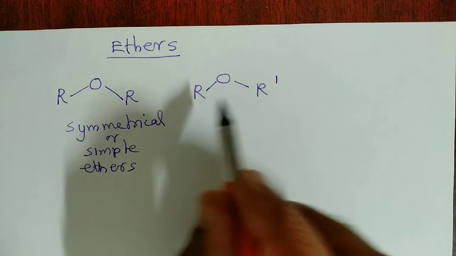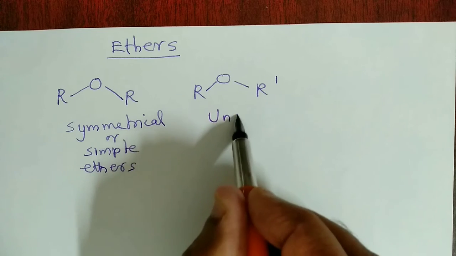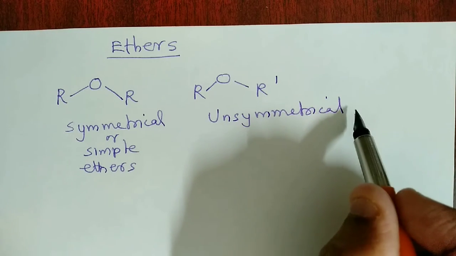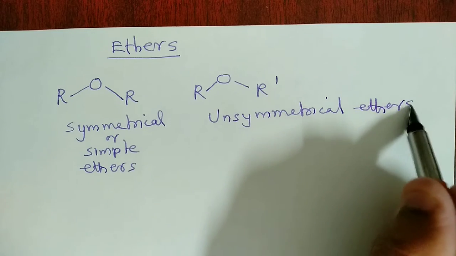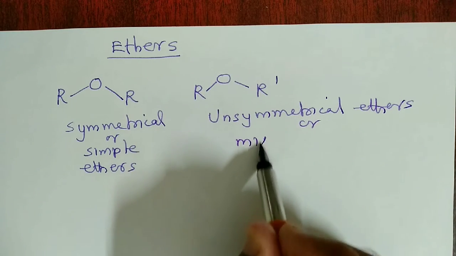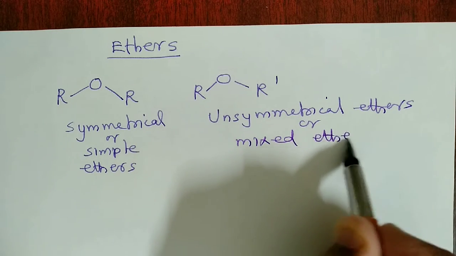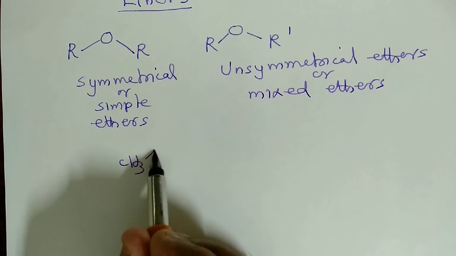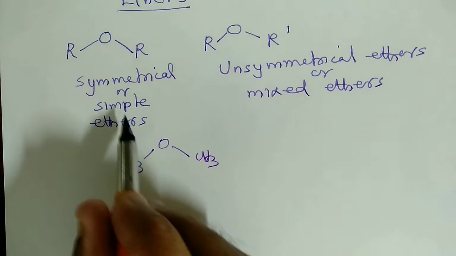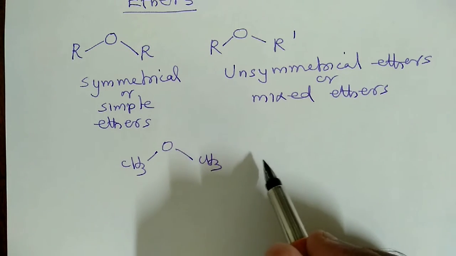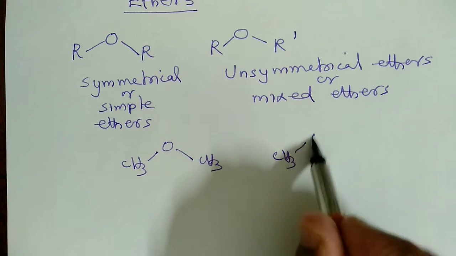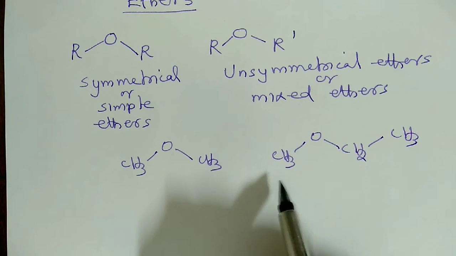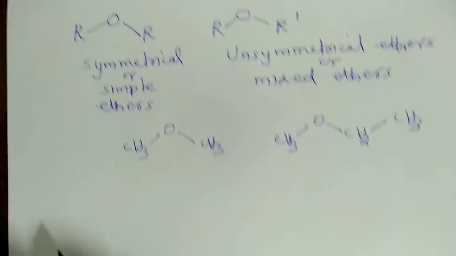If the two groups bonded to oxygen atom are different, they are called unsymmetrical ethers or mixed ethers. For example, CH3OCH3 is a symmetrical ether. CH3 oxygen CH2 CH3 is an unsymmetrical ether.